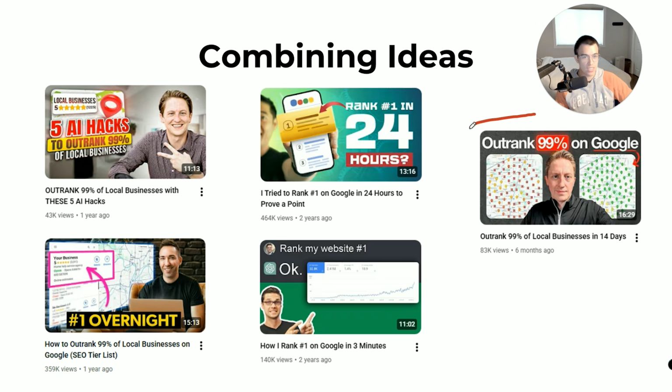So I came up with this: outrank 99% of local businesses in 14 days. It's following the same outrank 99% of local businesses pattern and the time in 14 days, because Caleb's process is proven to work in only 14 days. So we made sure to leverage that. And as a result, it got 83,000 views. As of right now, his channel only has 30,000 subscribers. And this video was released 6 months ago when he had 10,000 subscribers. So this was a massive outlier. And yeah, that's how you find video ideas on YouTube.